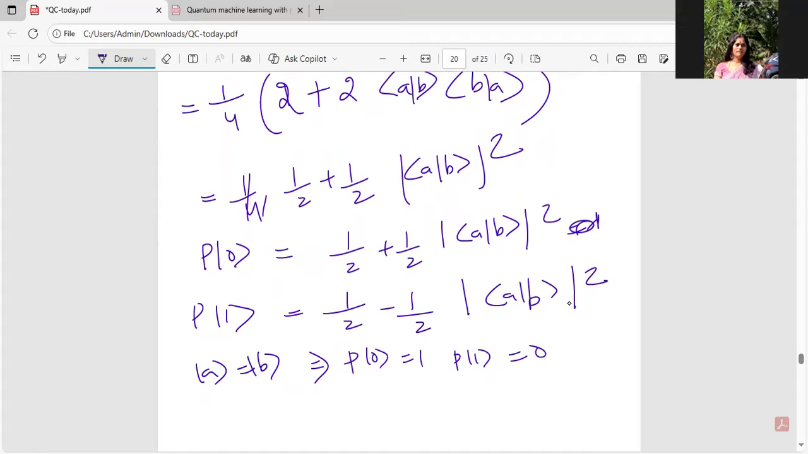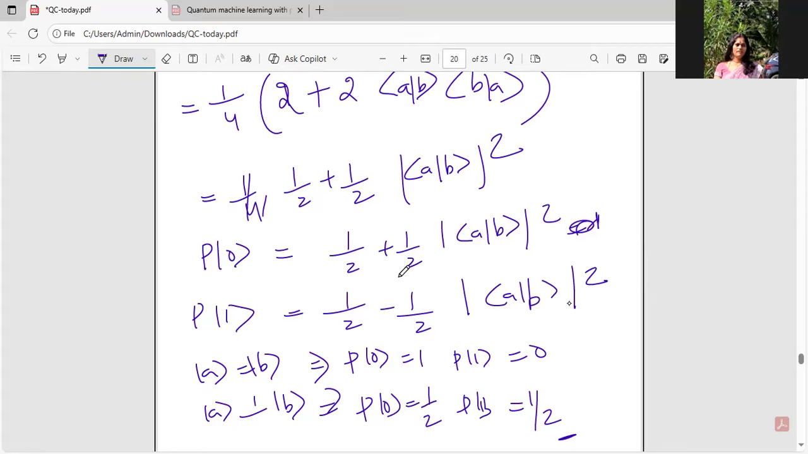When one is perpendicular to the other, when ket A is perpendicular to ket B, things will change in a different way. P of ket 0 would be half, P of ket 1 would be half. This is it about the quantum swap test. I think this much is enough, guys. Next thing is the Deutsch algorithm. Let's do the Deutsch algorithm part and then finish off.